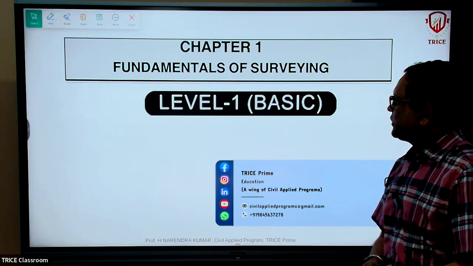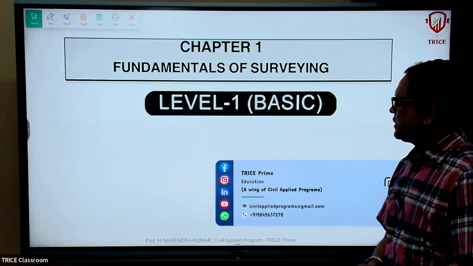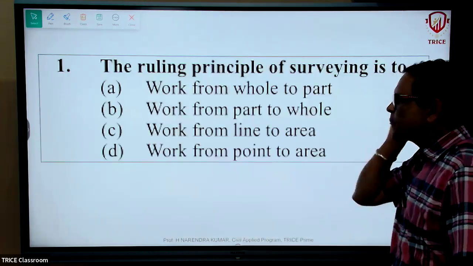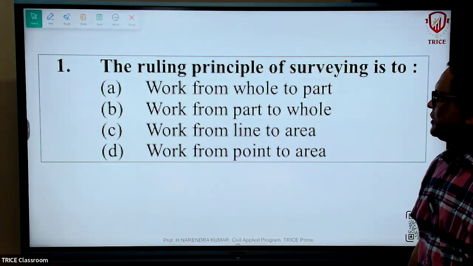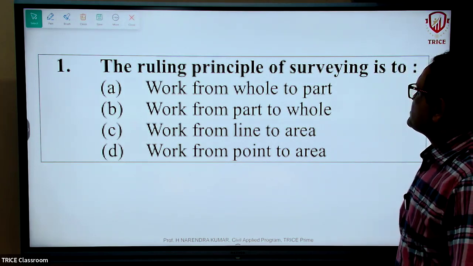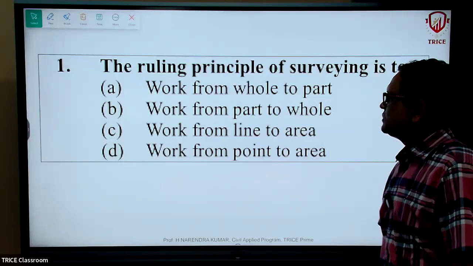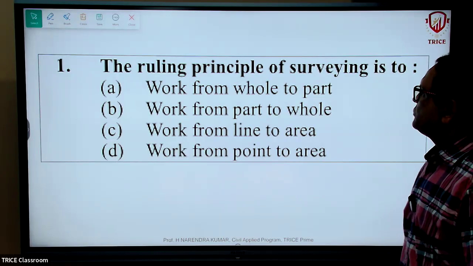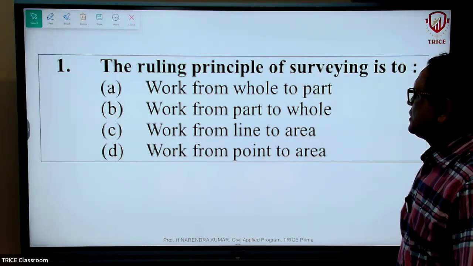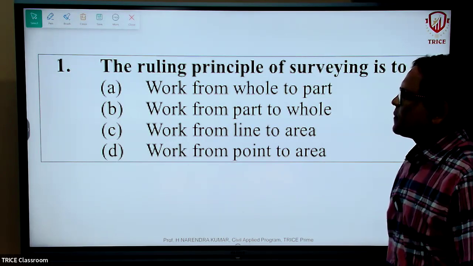There are three levels in my presentation. First I would like to start with level 1, that is basic questions. Let me read out the first question: the ruling principle of surveying. There are 4 options given: work from whole to part, work from part to whole, work from line to area, work from point to area.